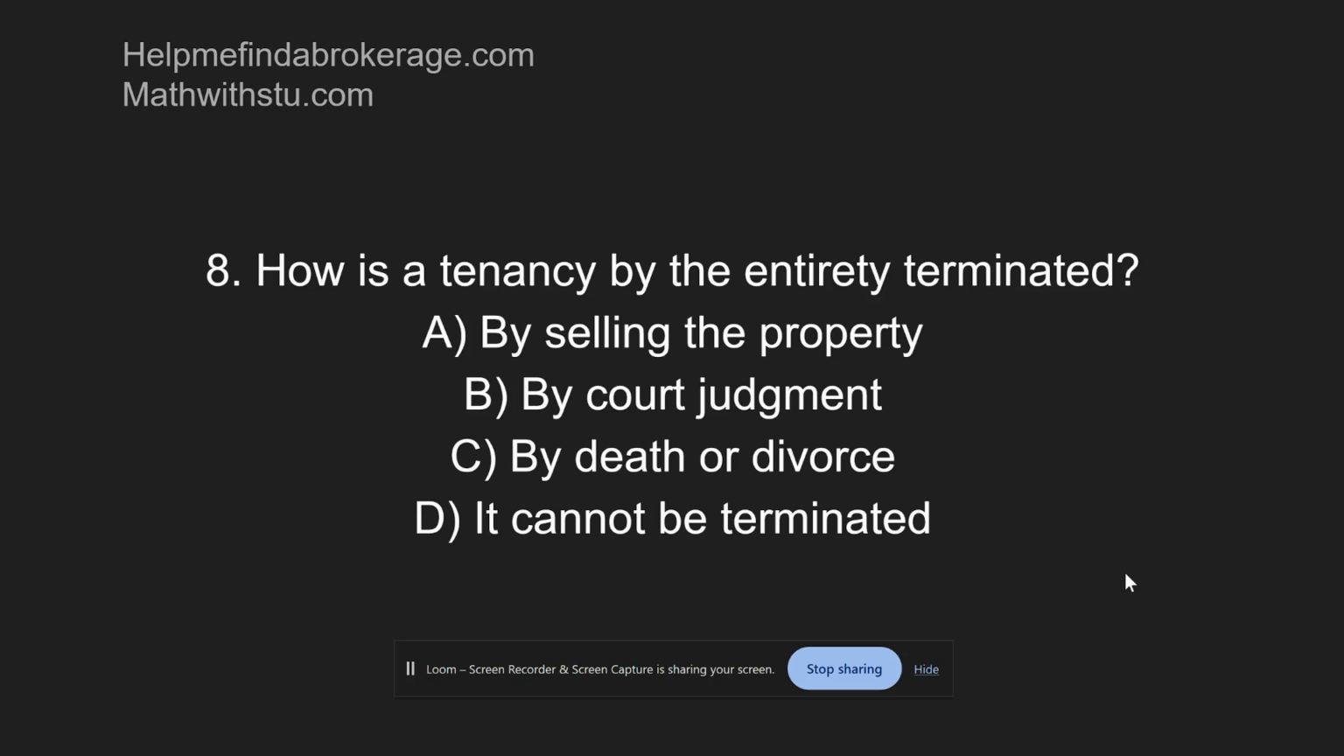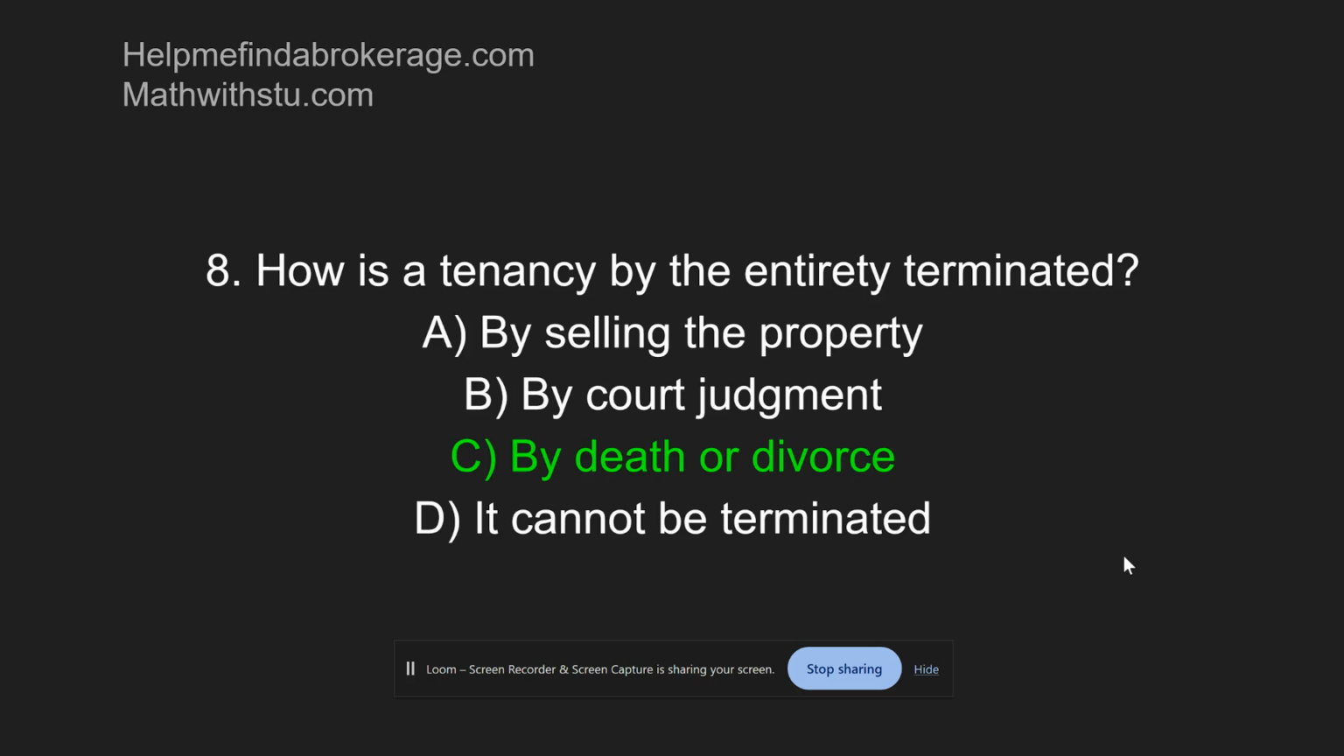How is a tenancy by the entirety terminated? By selling the property, by court judgment, by death or divorce, or it cannot be terminated. So what do you think on this one? Now, you might be thinking to yourself, hey, I've never heard of tenancy by the entirety. It is in many states. It's similar to joint tenancy. So that kind of gives you a little hint. Okay. But certain states recognize this as a way that you could take title to a property for married couples. So, you know how it will be terminated now that I kind of gave you a hint?